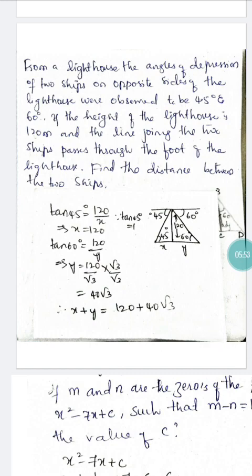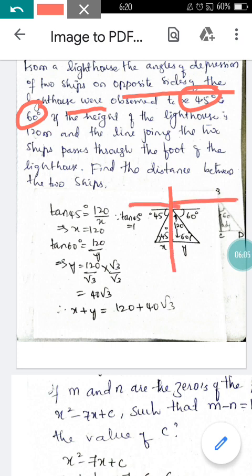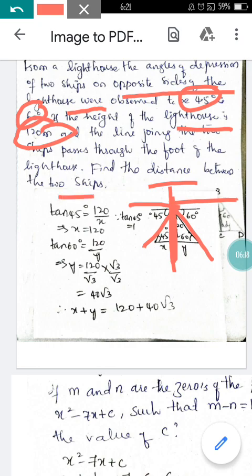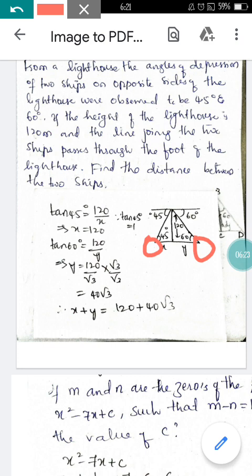From a lighthouse, the angles of depression of two ships on opposite sides of the lighthouse were observed to be 45 degree and 60 degree. There is a lighthouse and the angles of depression from a line will be 45 and 60 degree. If the height of the lighthouse is 120 meter, you can see I have marked here the height as 120 meter. If the line joining the two ships passes through the foot of the lighthouse, find the distance between the two ships. Here the ships' locations are here, this and this. So they need to find the distance between the two ships, right? Just need to find the value of x plus y.